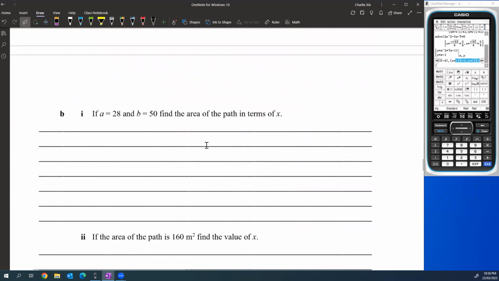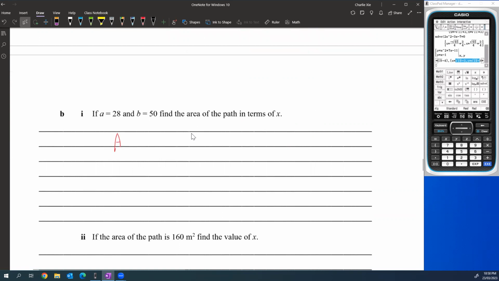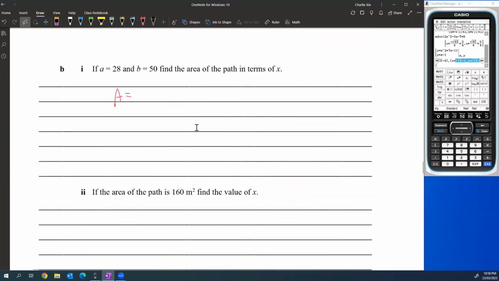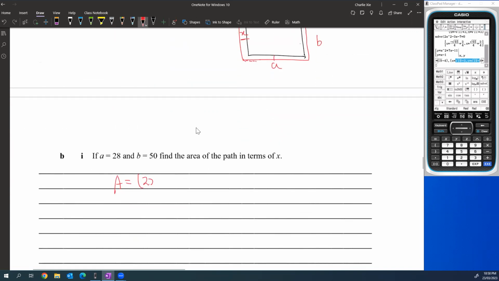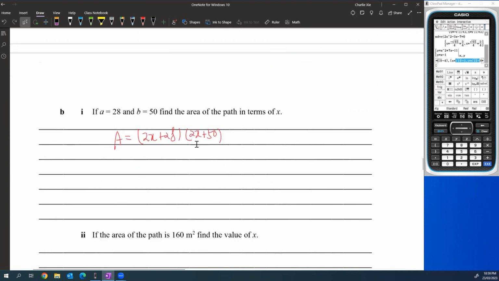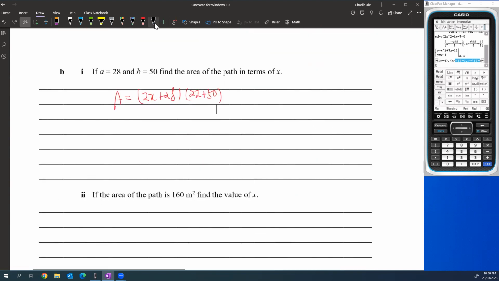All right, now, if A equals 28 and B equals 50, find the area of the path in terms of x. Okay, so area of path would be 2x plus A times 2x plus B. So 2x plus 28 and 2x plus 50. With this one, once again, the question does not require you to expand the brackets, so you don't have to do it. It's okay for you to do it, but you have to expand it correctly, otherwise you will be marked down.